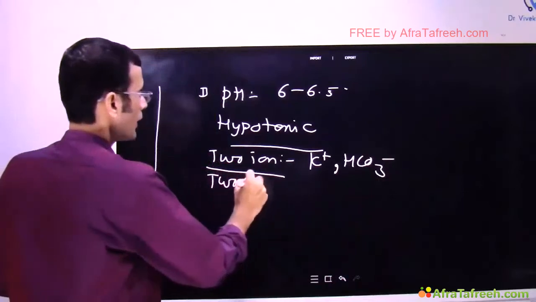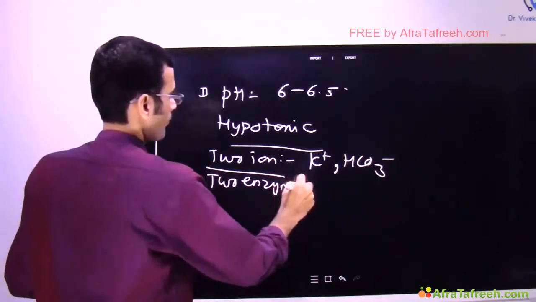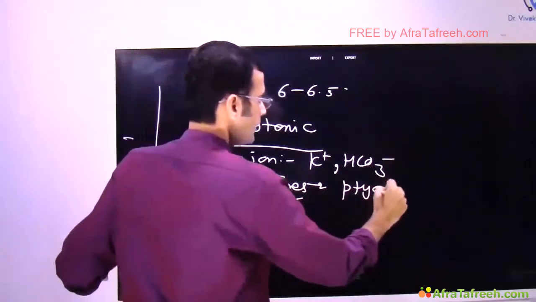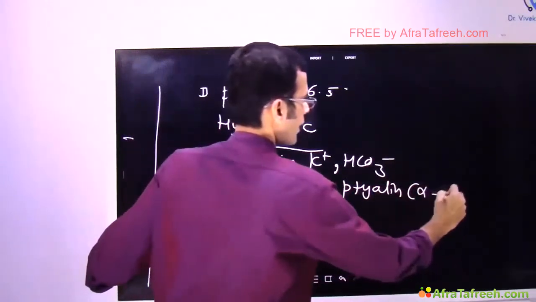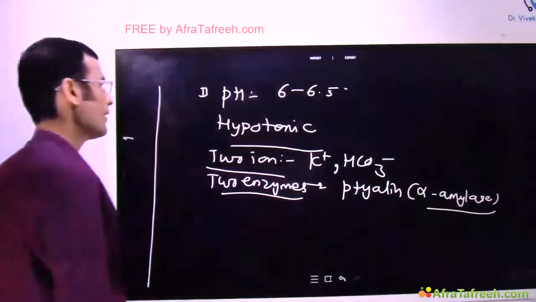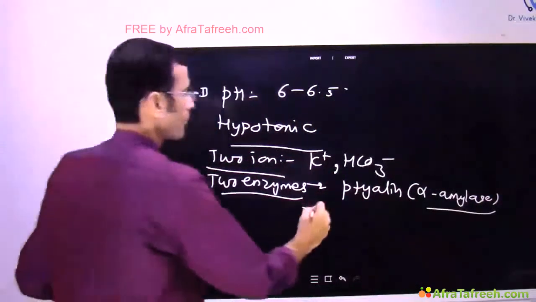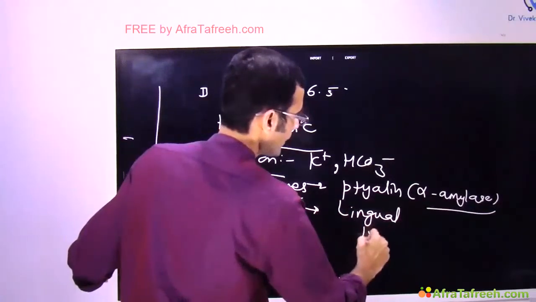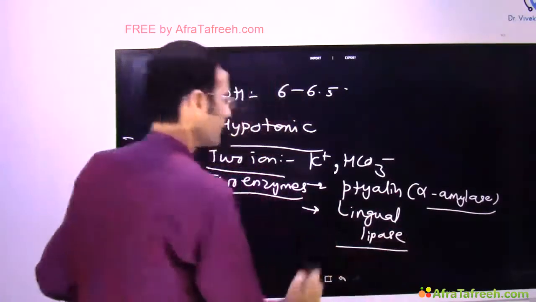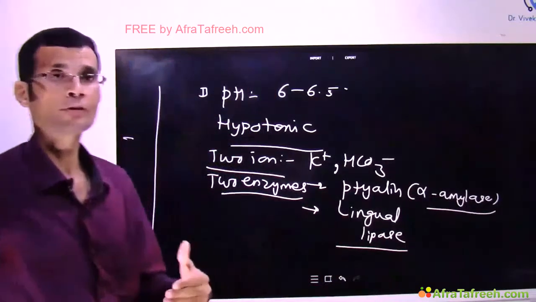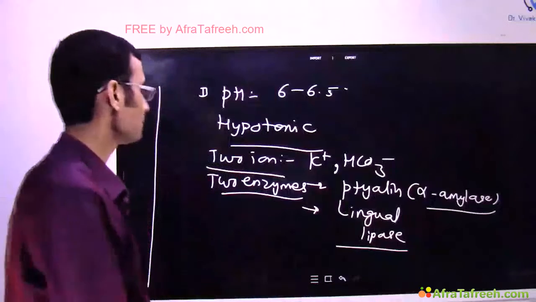Two important enzymes in the saliva: ptyalin, which is an alpha amylase, so carbohydrate digestion starts with the salivary action, and lingual lipase, for the digestion of lipids. So effectively there is no enzyme for the digestion of proteins there.